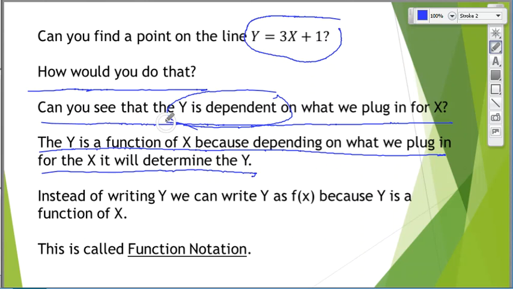So this is an important thing to realize right here. The y is a function of x. So the x determines what our y is going to be. So instead of writing y, we can write y as a function of x. Okay? So this right here, this is function notation.